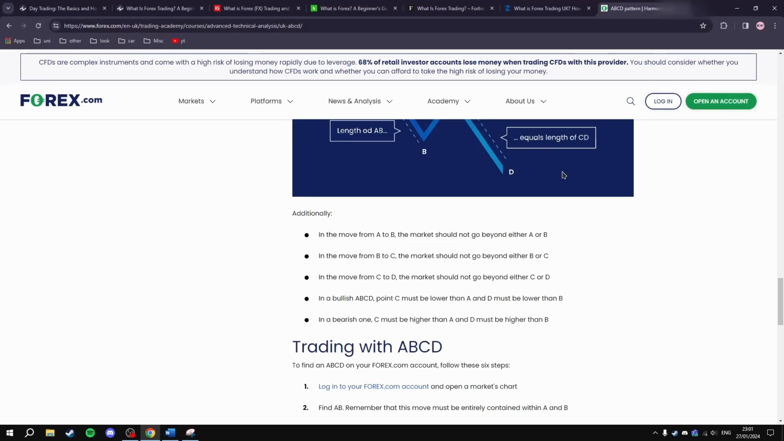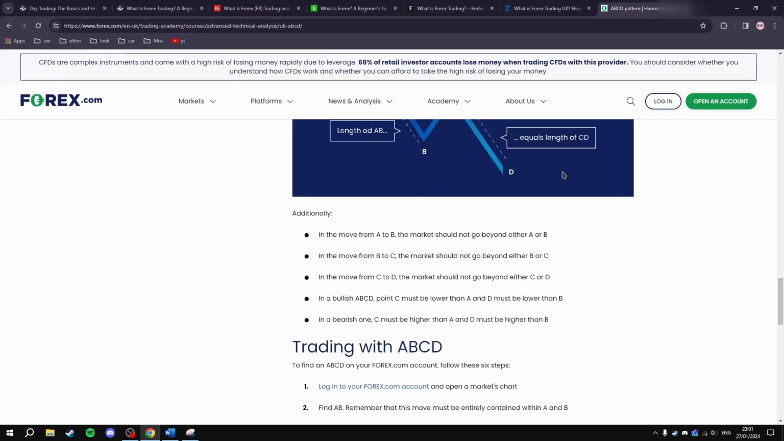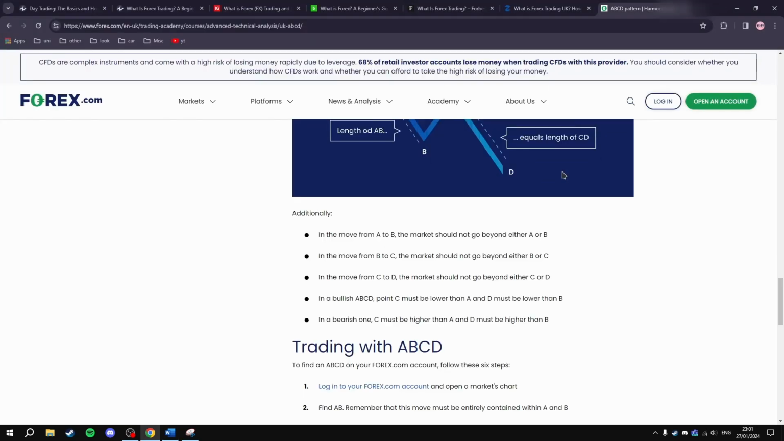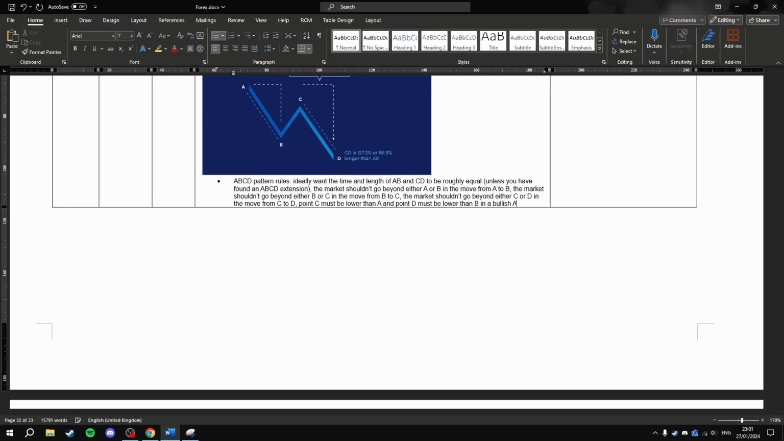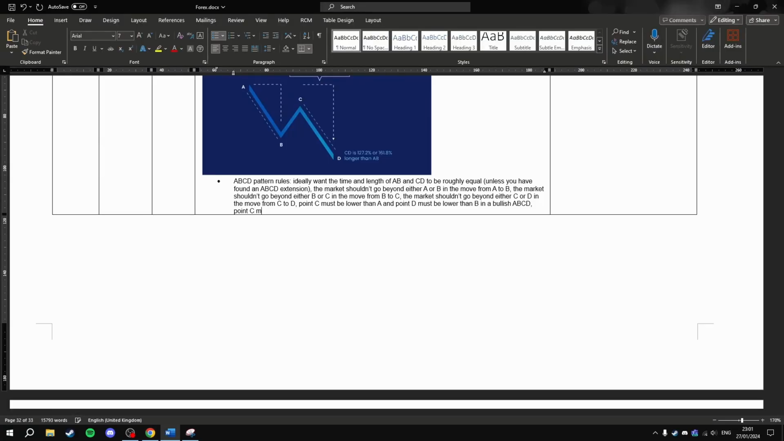In a bullish ABCD, point C must be lower than A, and point D must be lower than B. Point C must be higher than A, and D must be higher than B in a bearish ABCD.